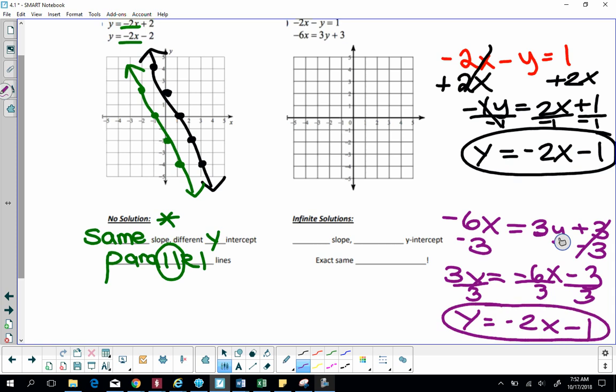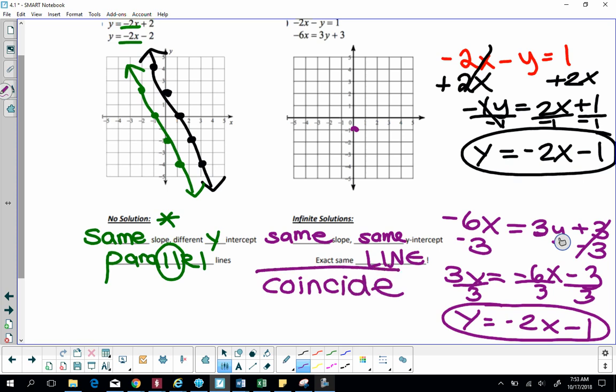What do you notice about the two equations that we just did? They're the same slope and the same y-intercept. Same slope, same y-intercept. They are the same line. So just because two lines have the same slope doesn't necessarily mean they're parallel. Because if they have the same y-intercept also, that literally means that they are the same line. They're called coincide.